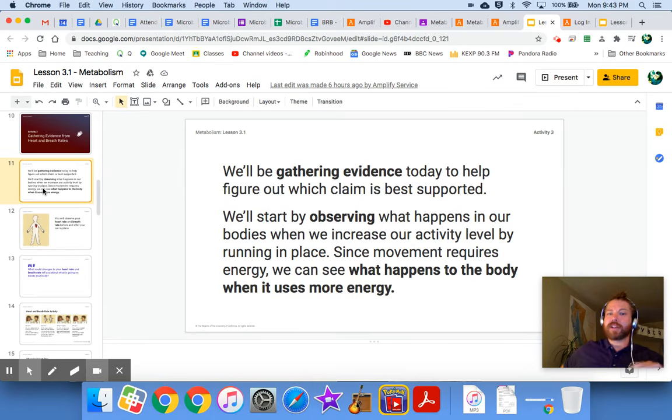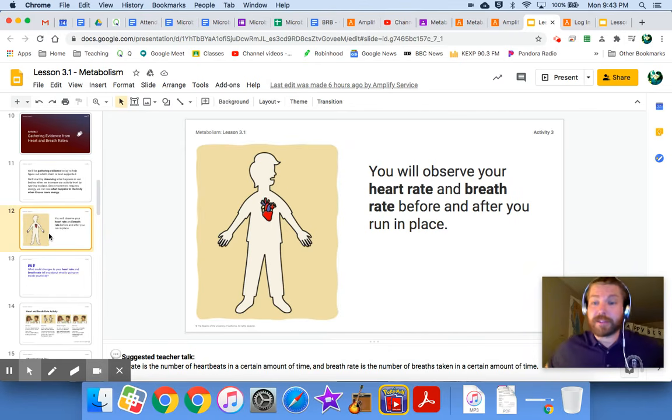Since movement requires energy, we can see what happens to the body when it uses more energy. It's really fun to do this in the classroom because there's not a whole lot of room and everybody is just running in place as fast as they can. Some people go a little bit crazy. You will observe your heart rate and breath rate before and after you run in place.